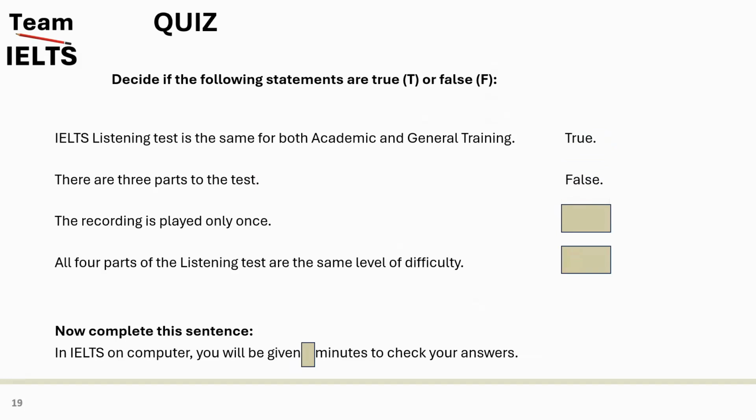The recording is played only once, so this statement is true. And are all 4 parts of the same level of difficulty? No. The questions get progressively more difficult, which means that this statement is false. Let's check our sentence now. How much time will you be given to check your answers in IELTS on computer? 2 minutes. Well done. Okay, let me put my camera back on.